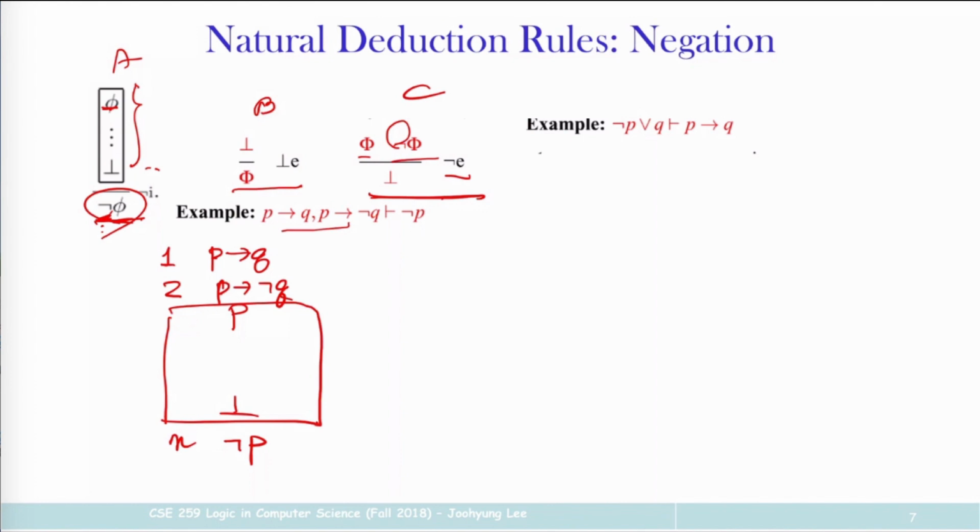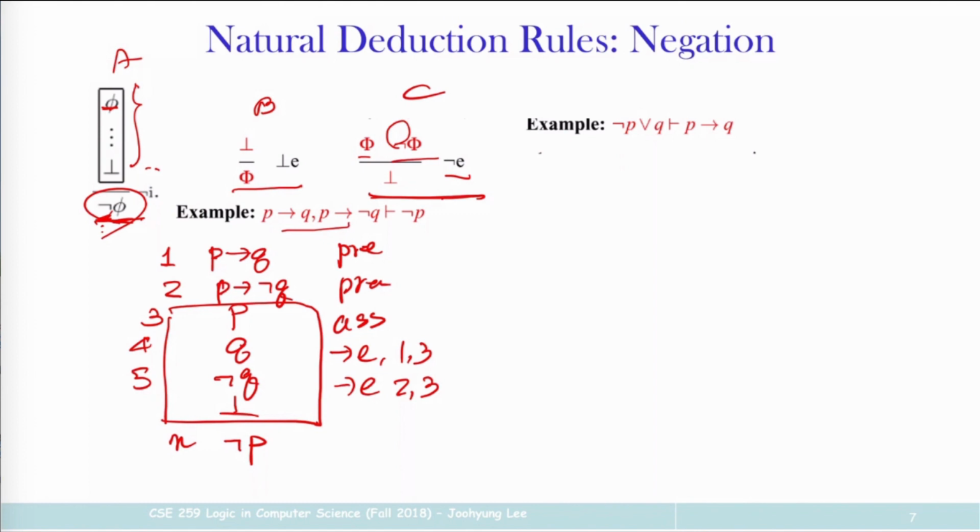Of course, we need a Q and not Q. So this is the premise, and this is the assumption. How do we close the gap here? From which two lines should we derive? 1 and 3. Implication elimination for 1 and 3. What do we get? Q. Now another one, implication elimination for 2 and 3. What do we get? Not Q. I got Q and not Q.